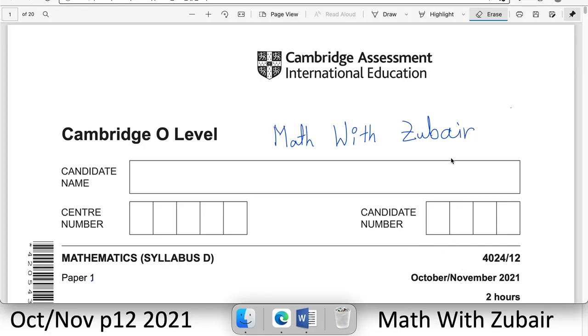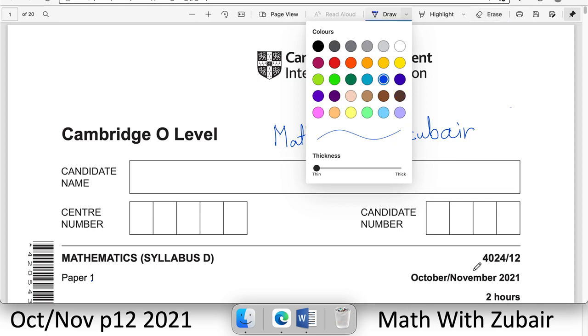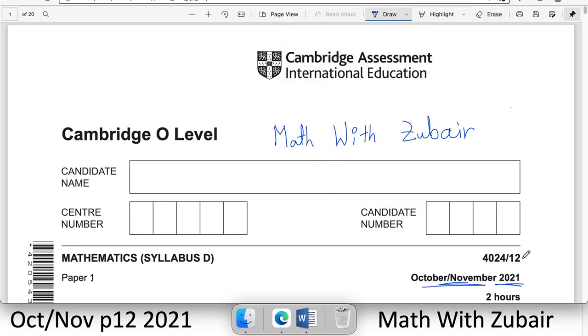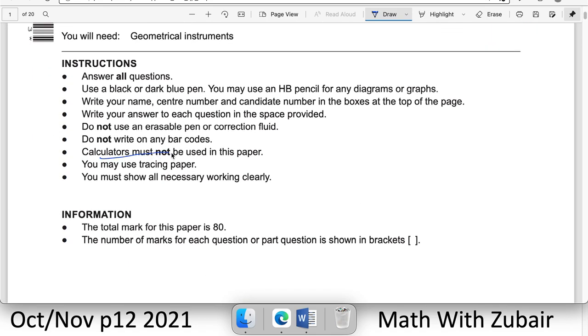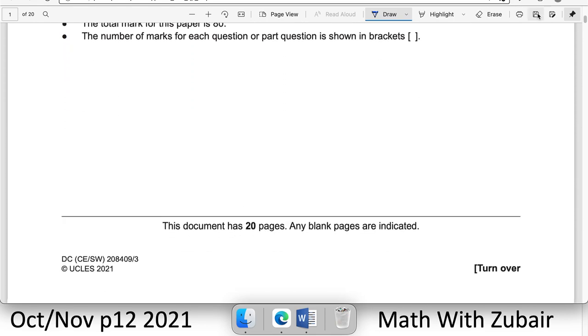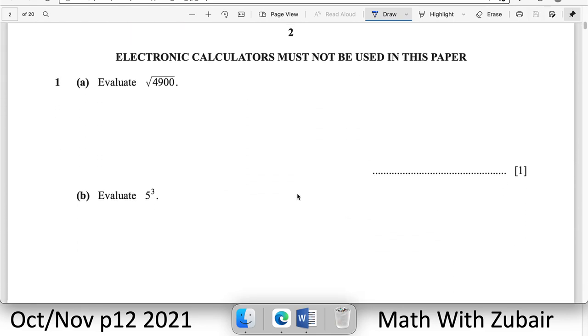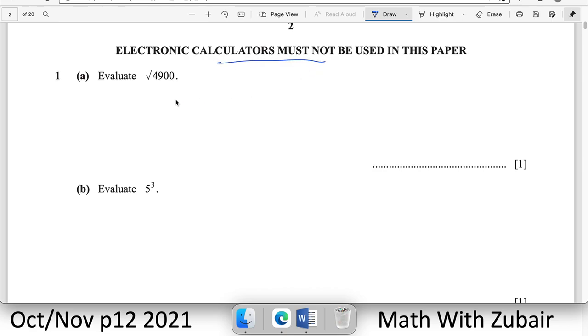Session is October, November. Year is 21 and variant is 1 2. Paper 1. So we will solve it without using calculators. Moving on to question number 1. Calculator must not be used.